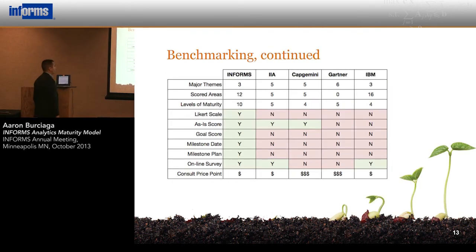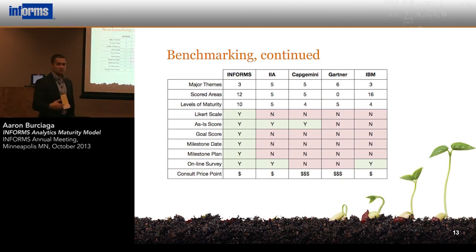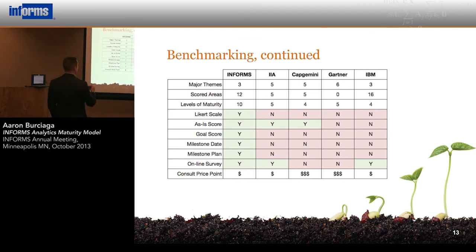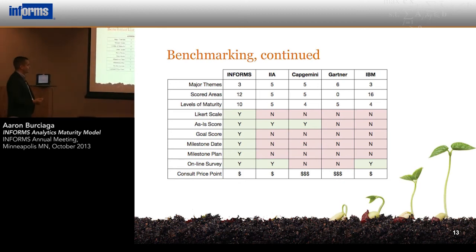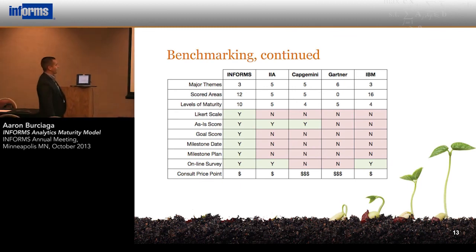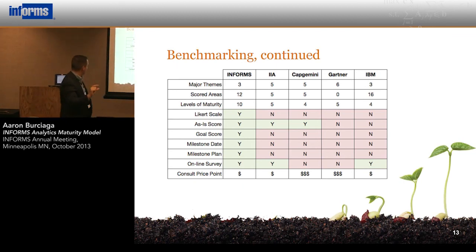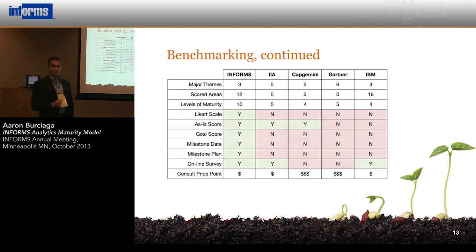This next benchmark that we'll provide shows the characteristics of each model: the Informs model, IIA, Capgemini, IBM, and Gartner. So the major themes in each model, in Informs, we have three major themes, and you can say, well, that's worse than IIA, Capgemini, Gartner, and IBM, isn't it? IIA has 5, Capgemini 5, Gartner 6, IBM 3. But the scored areas, so those components of the major themes, is where we are a little bit different. We have 12, and you can see those from left to right, the others. The levels of maturity, we offer 10, others 5 and 4.